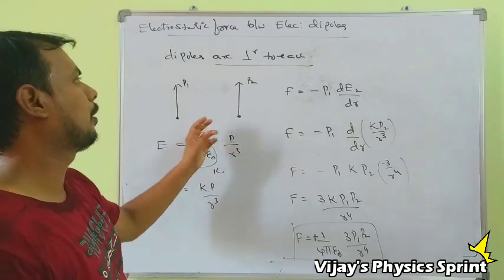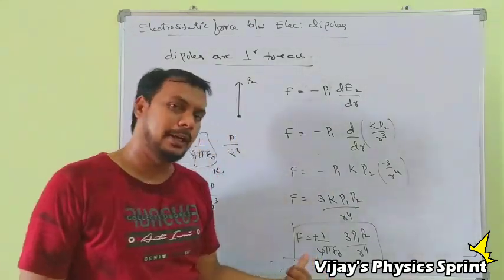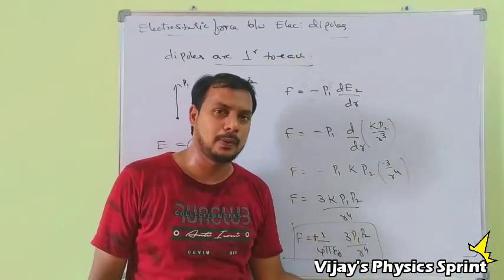When these dipoles are parallel to each other, the electrostatic force becomes 1 by 4 pi epsilon naught 3 P1 P2 by R power 4.